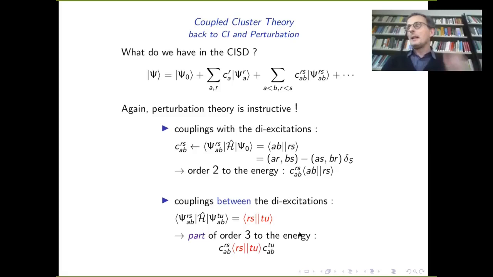The reason is that, well, we don't get triple excitation because we decided to leave them out. But still, if you compare that to a perturbation theory, you get part of the third order to the energy. So that's it: comparing diagonalization, so truncation of a CI matrix, as compared to a perturbation theory.